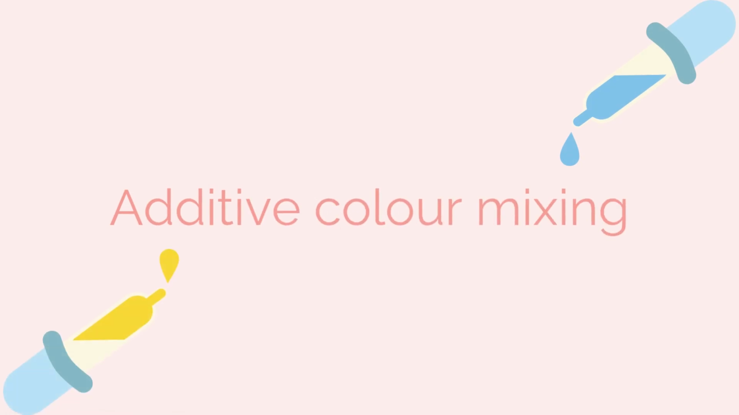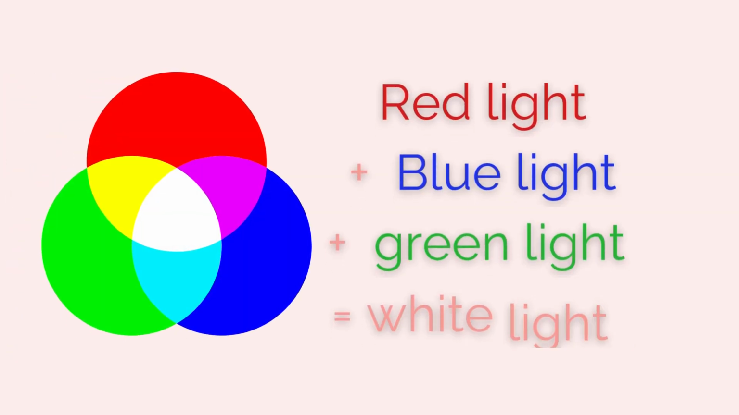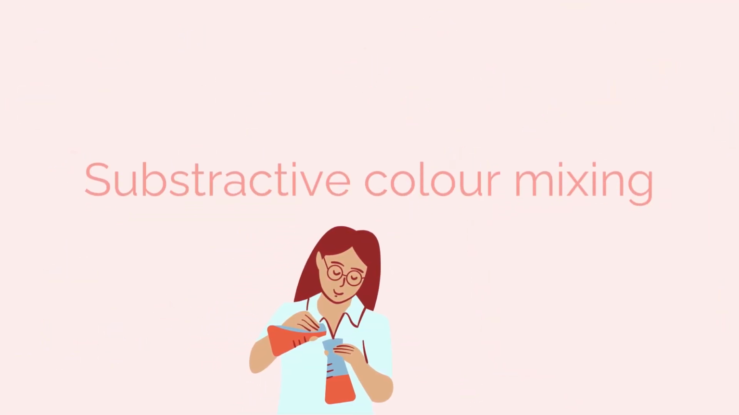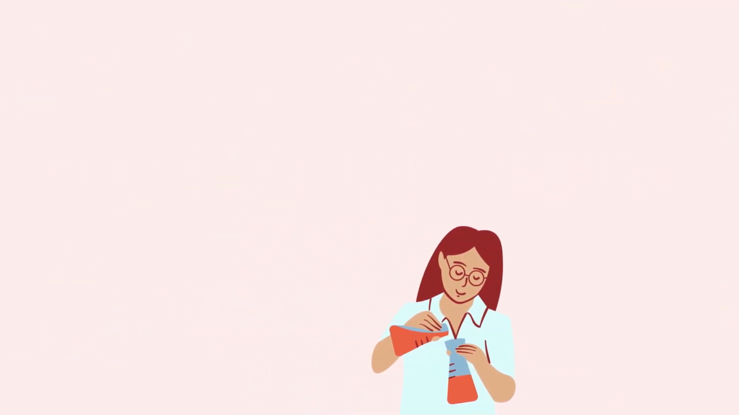Firstly, you have additive color mixing, with the example of light. When you mix red, green and blue light, you will get white light. This is the principle behind screens on phones, TVs and computers, which use these three colors to create millions of others. Then you have the subtractive color mixing with pigments.